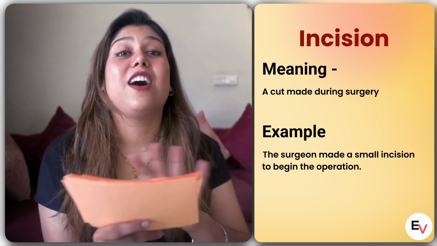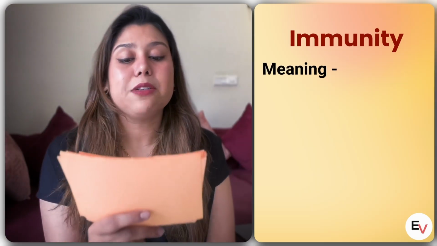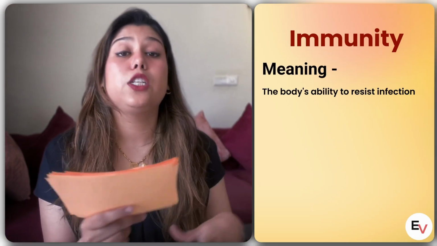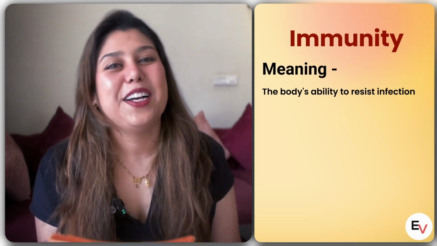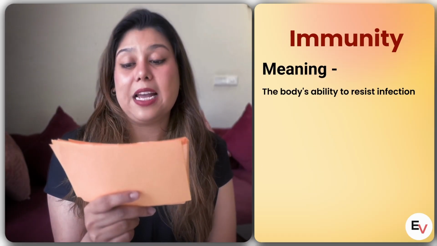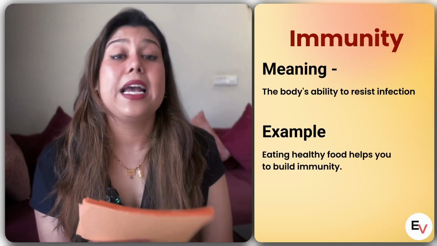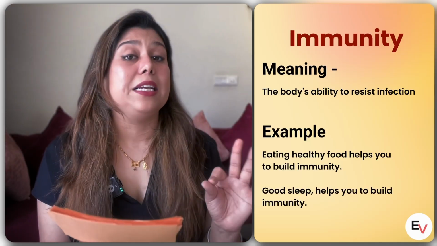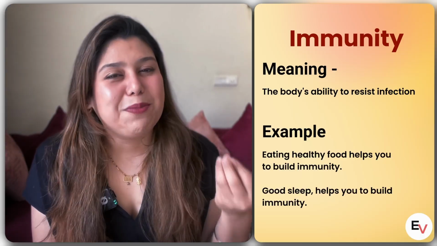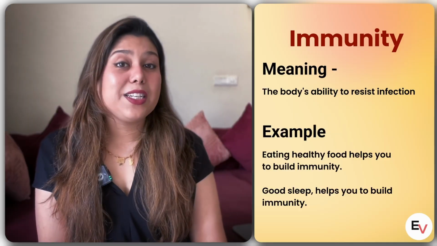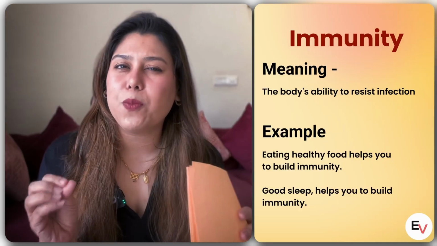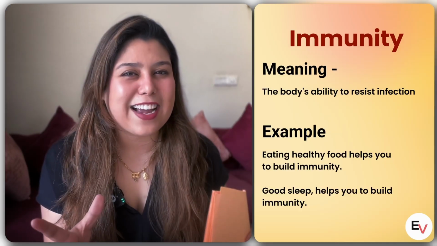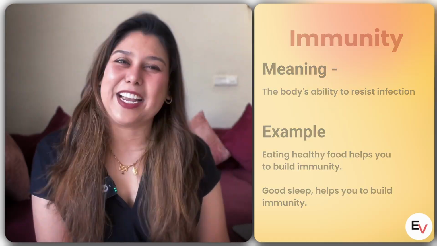Moving on to the last word of this segment, immunity. Repeat after me. Immunity. It means the body's ability to resist infection. Now let's frame a sentence with this word. Eating healthy food helps you to build immunity, or good sleep helps you to build immunity. So these were 20 words in this segment. I hope they were easy enough for you to understand. Now let's move on to our next segment.